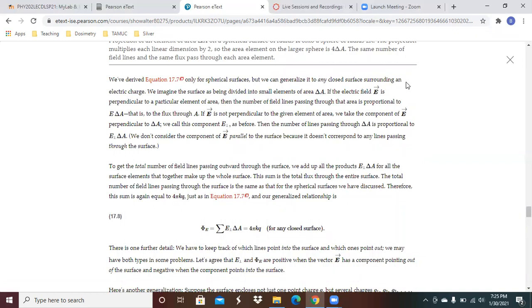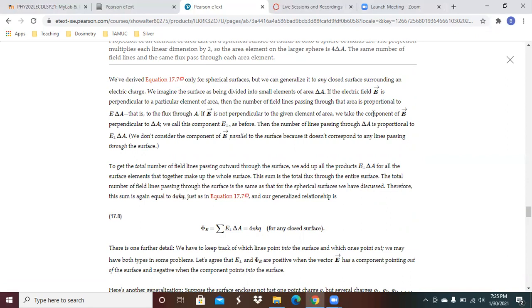This can be generalized to any closed surface surrounding an electric charge. So we imagine the surface is being divided into small elements. If the electric field is perpendicular to the particular elements of the area, then the number of field lines passing through that area is proportional to this. In other words, to the flux through A.